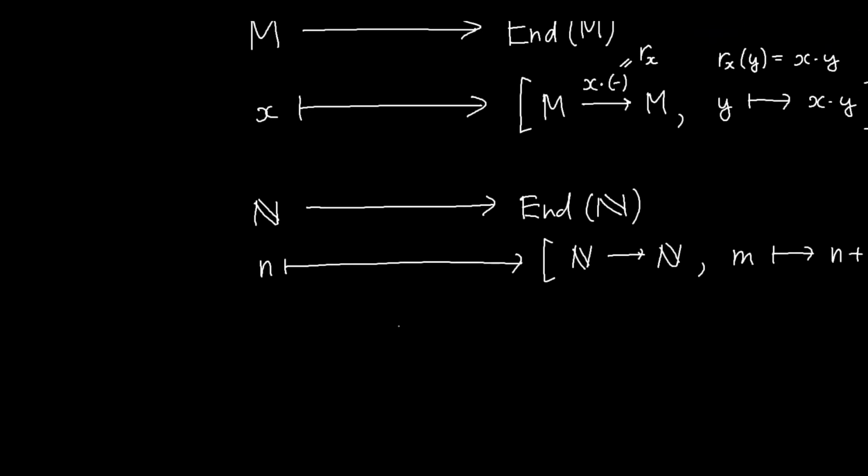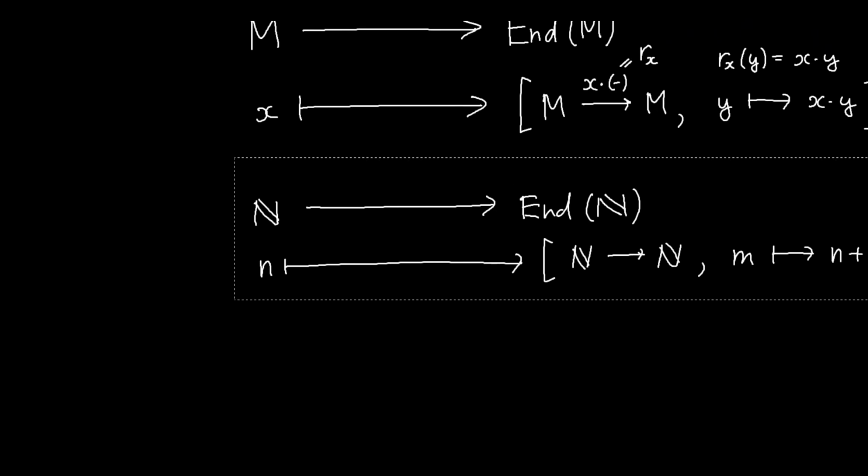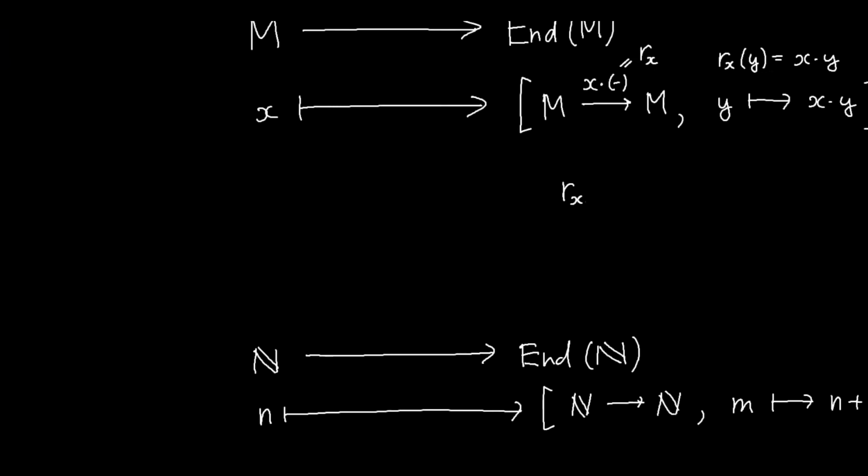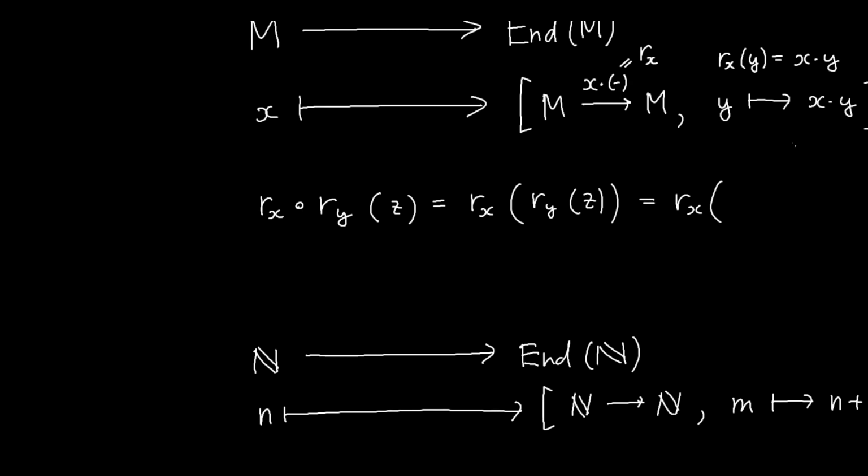Now, what happens if I take Rx and compose that with Ry, and then I evaluate that result on some variable z? Once I think of elements of my magma as functions, now I can compose the functions and see what happens. By definition of composition of functions, this is the same as applying Rx to Ry of z, isn't it? Well, what is Ry of z? Ry of z, as we agreed, will be y times z. And Rx of that will be x times y times z.